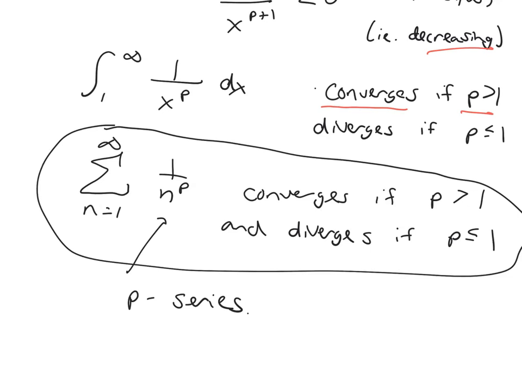So you can compare this with the two examples before. When I had n squared, my p was 2, bigger than 1, so it converged, which is what we saw before. The second example, our power was 1/2, our p was 1/2. That's less than 1, and it diverged. That's what we saw before. Okay?